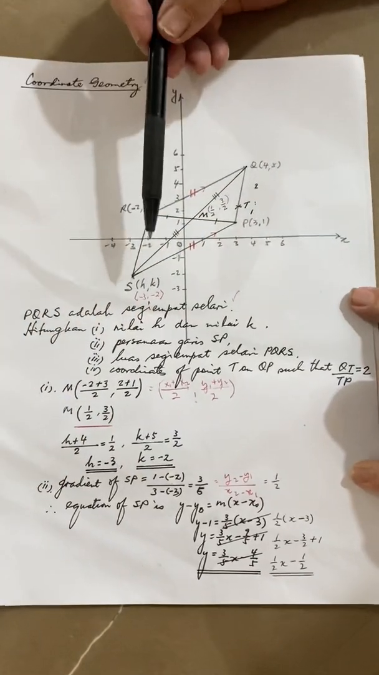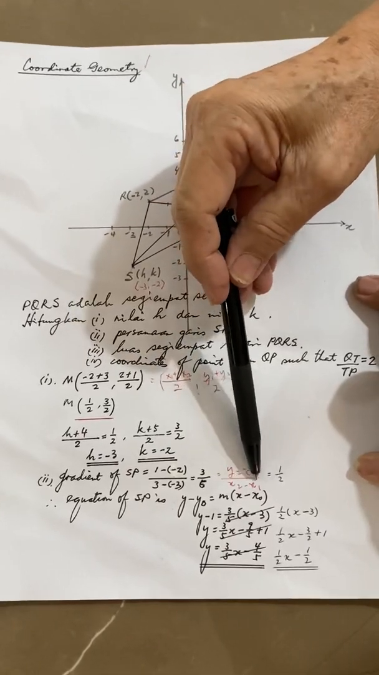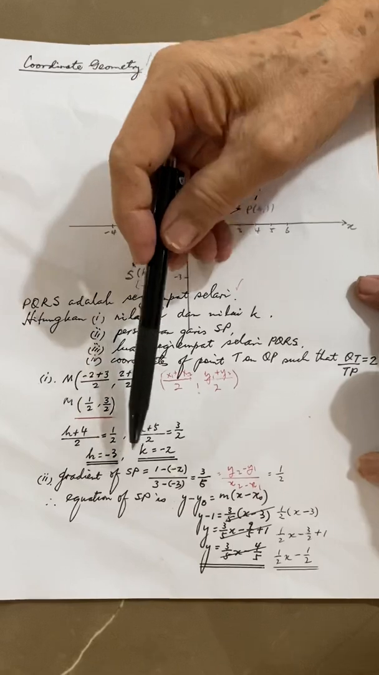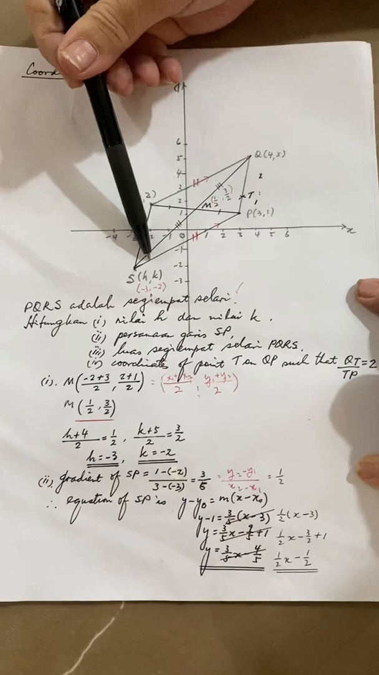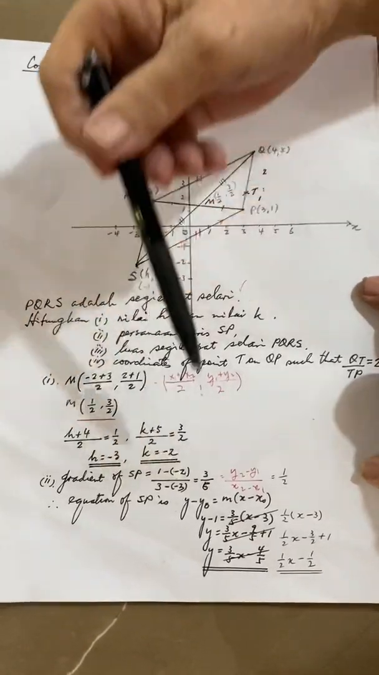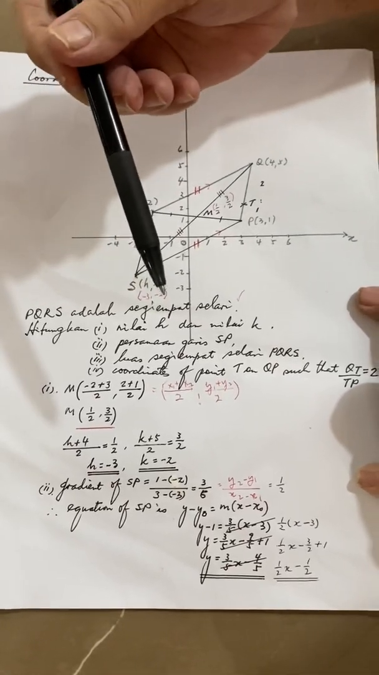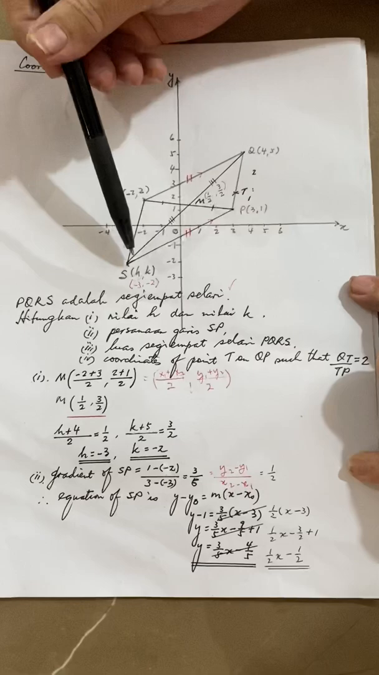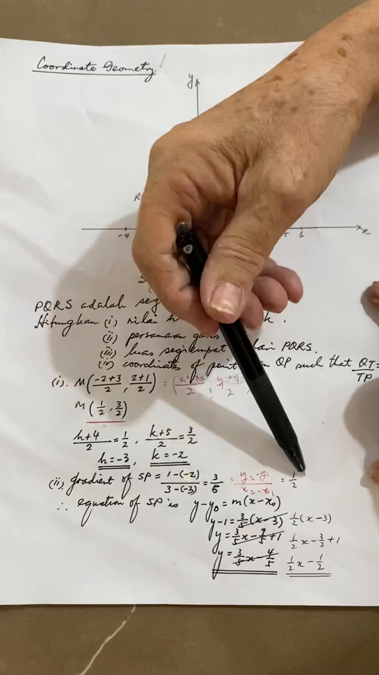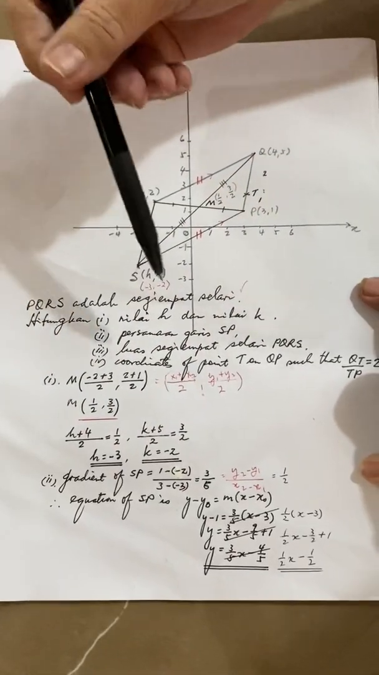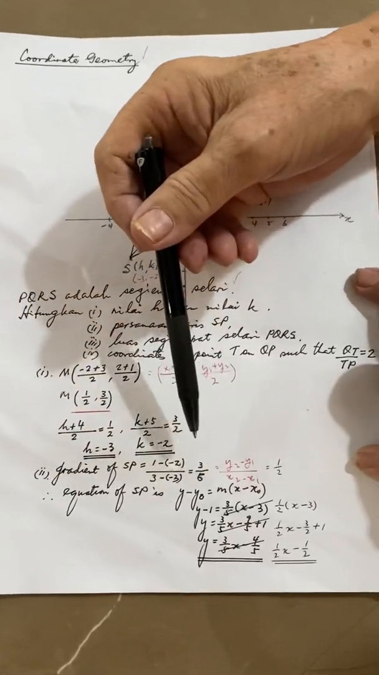Part 2. Just to revise the gradient formula, which is (y2 minus y1) over (x2 minus x1), right? So I would take this as y2, so 1 minus minus 2, and x2 minus x1 will be 3 minus minus 3. Look at the careless mistake I made there. So if I also make careless mistakes, what about you? So please be very careful. So the gradient of SP is half.